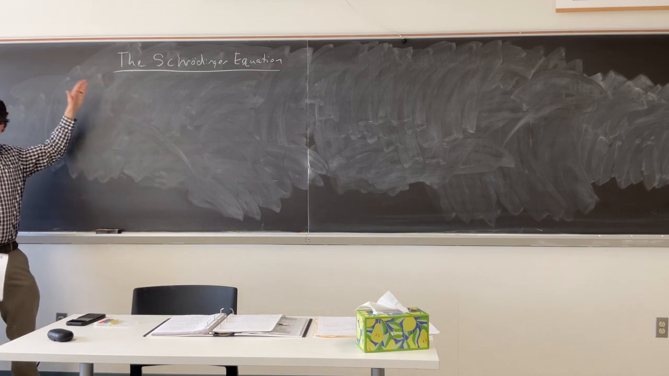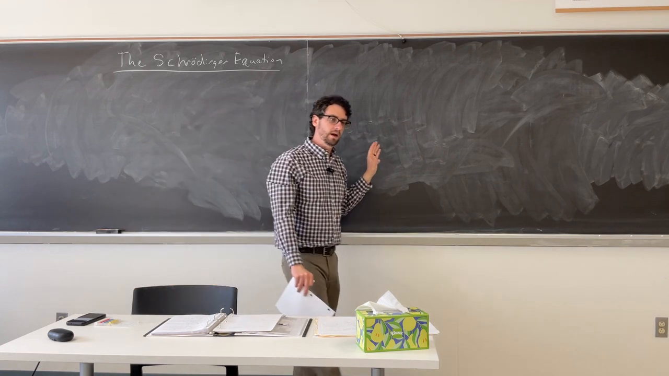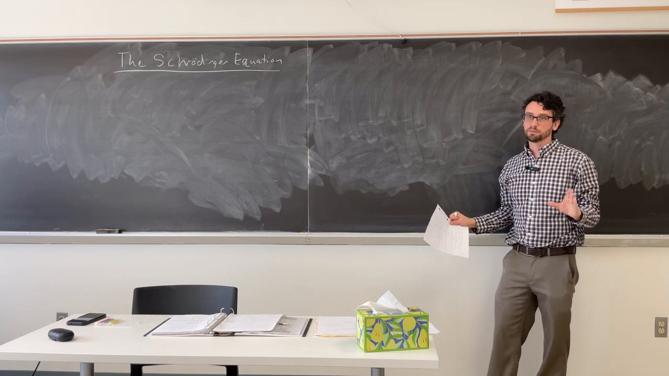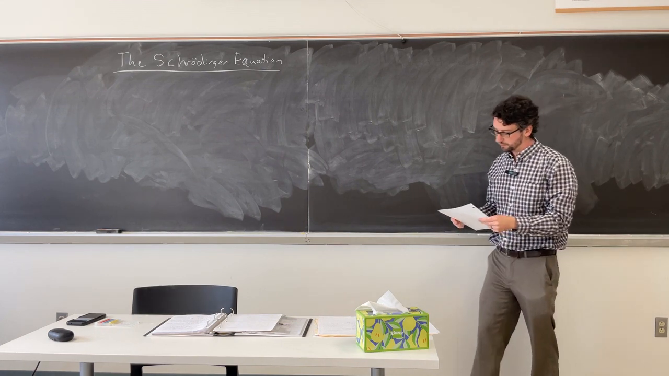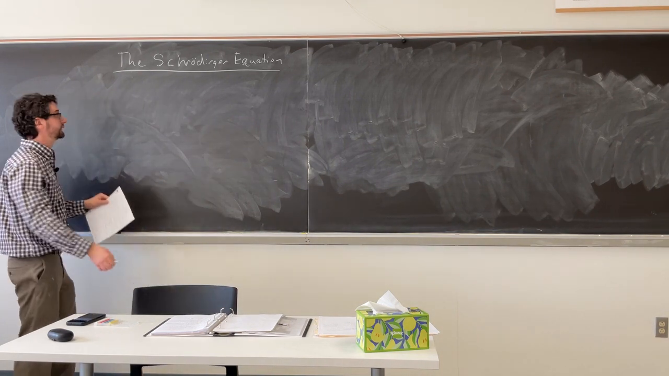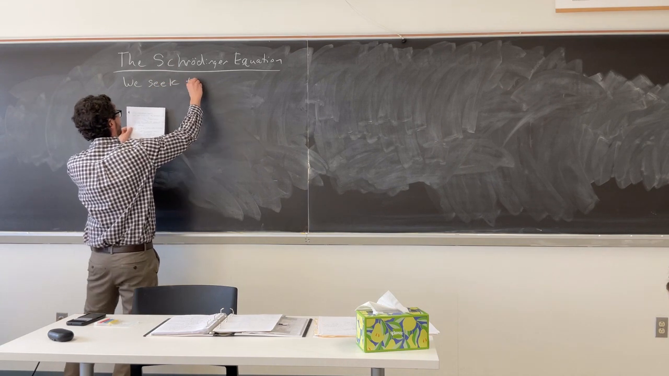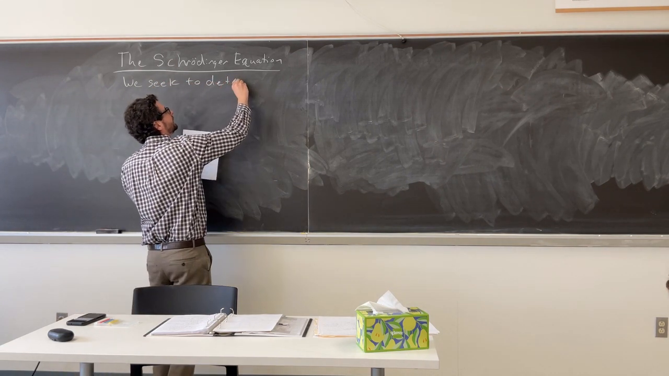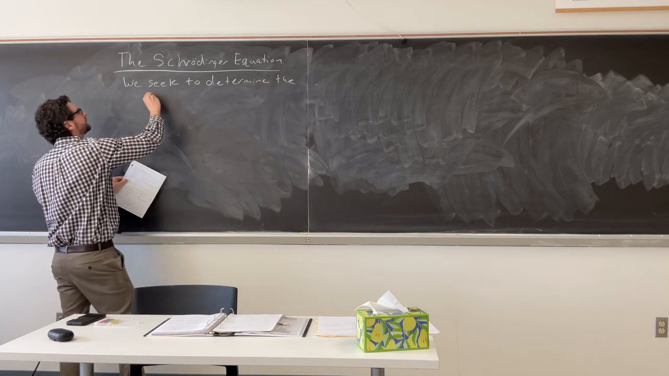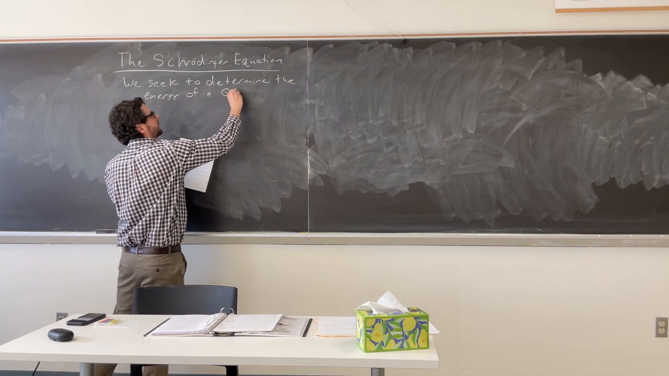If we look at it historically, we had the Bohr model of the atom. They knew that that was flawed. People started tackling this, and one of the best ways they found to model these systems was through something called the Schrödinger equation. What they wanted to do was get the energy of a system. So we seek to determine the energy of a quantum mechanical particle.